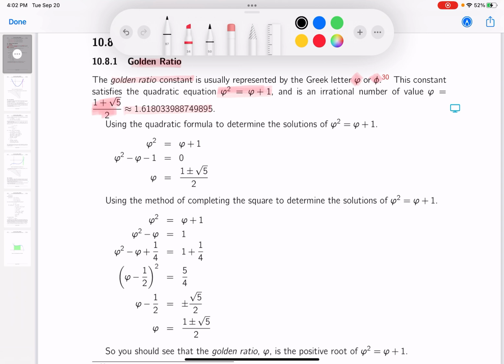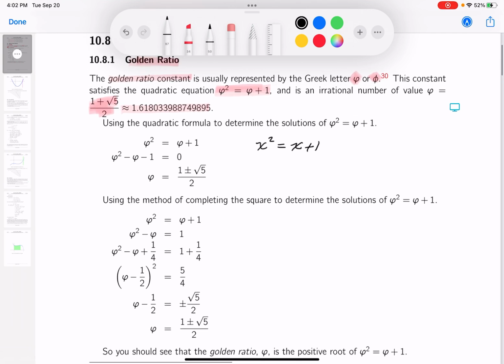So we're going to find a solution to this equation over here, and I'm going to use the letter x instead. So x squared equals x plus 1. The reason I use x is that it's easier for me to write that symbol than the other one. So let's write this out in standard form. What do you get? x squared minus x minus 1 equals 0.